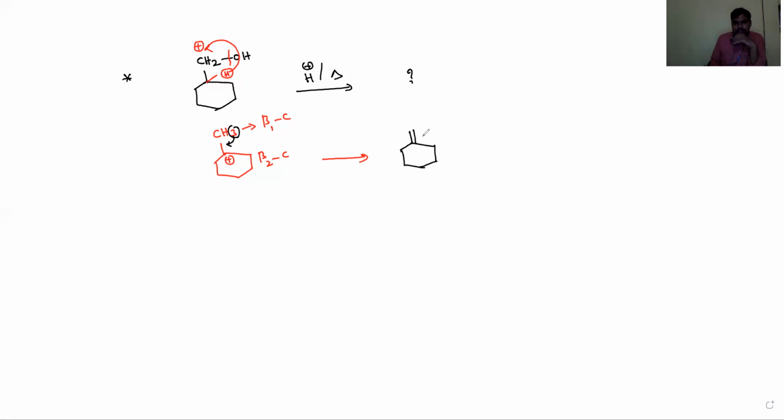a product like this will form, and it is disubstituted. And another one is, this beta carbon containing a hydrogen atom. If you remove it, then we will get a trisubstituted alkene. Trisubstituted alkene is the major product. So this is the major product. Okay, dear students, very important. And let's see one more example, dear students.